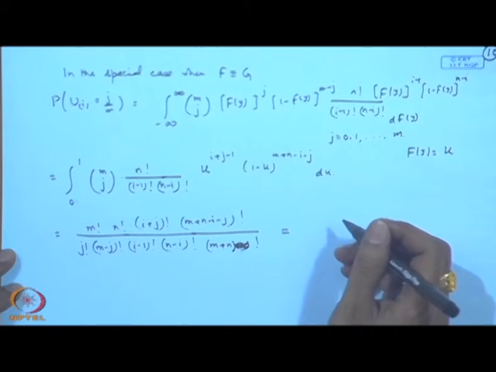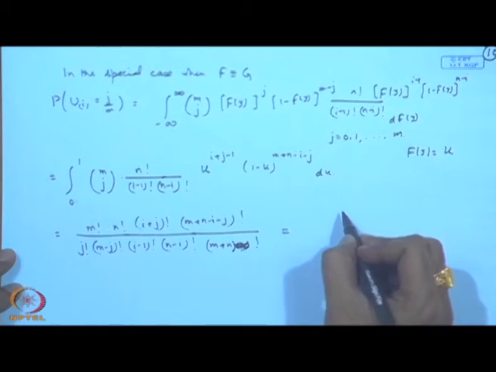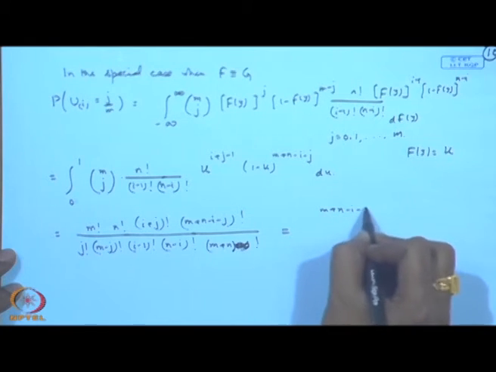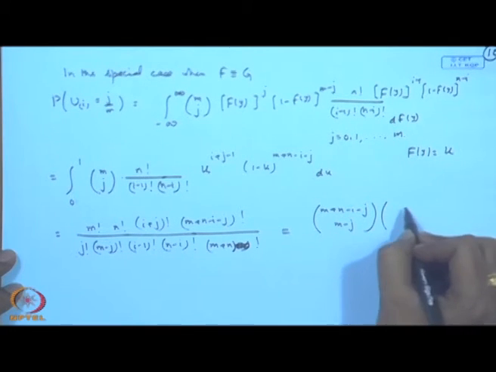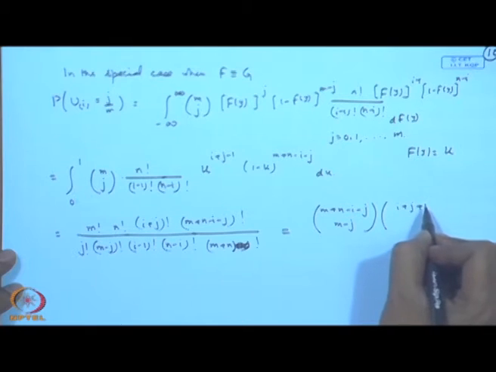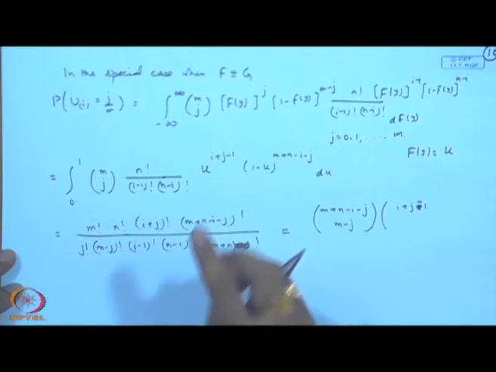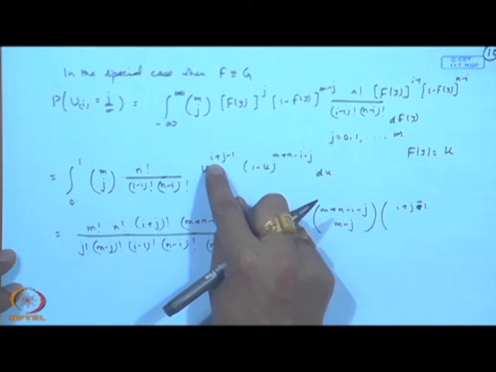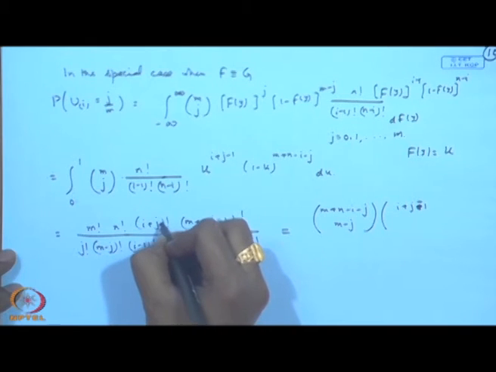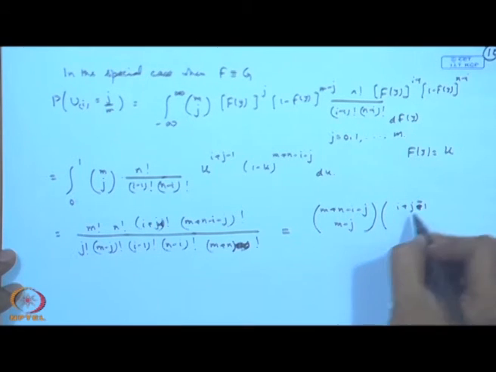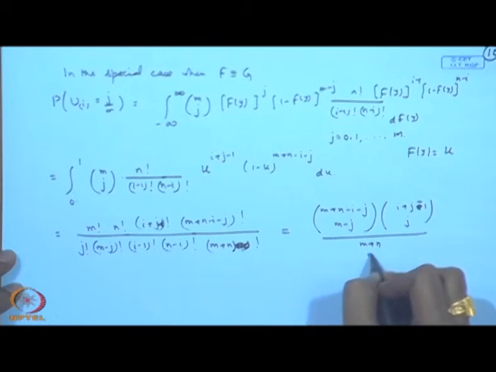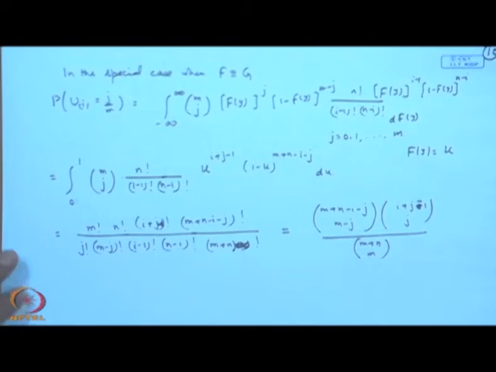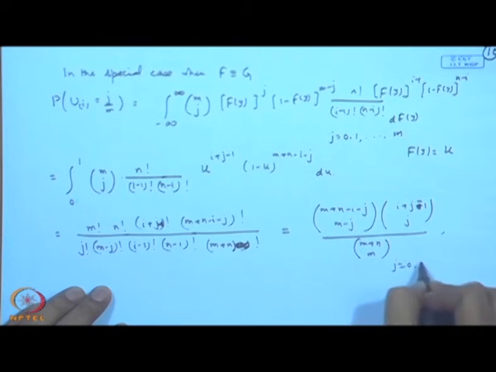So, then if you have this, then this is becoming m plus n minus i minus j C m minus j. Then you have i plus j plus 1, sorry, minus 1. Oh, so I made one more mistake here. Yes, I am sorry. This will become (i plus j minus 1) factorial, right. Now, it is okay. So, (i plus j minus 1) C j divided by (m plus n) C m, which is actually a hypergeometric distribution.